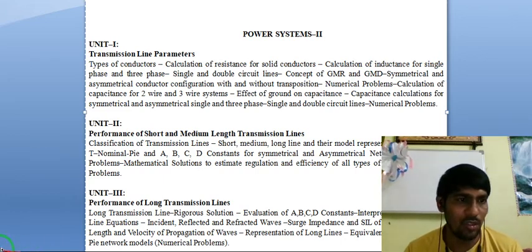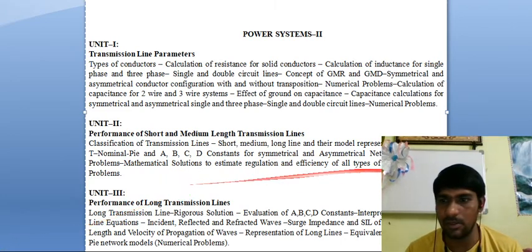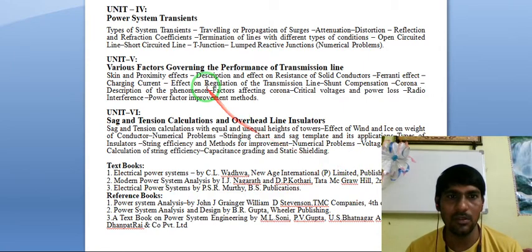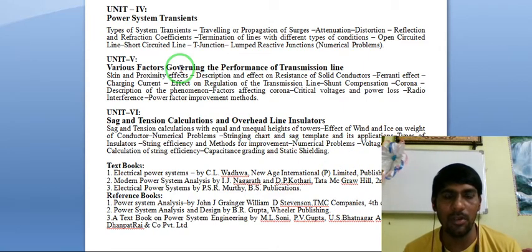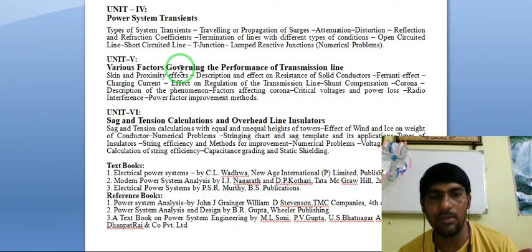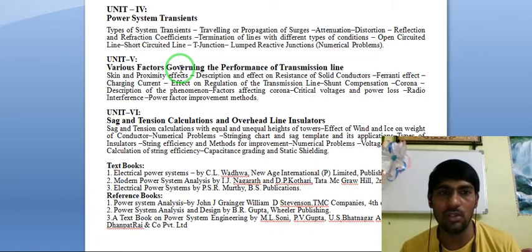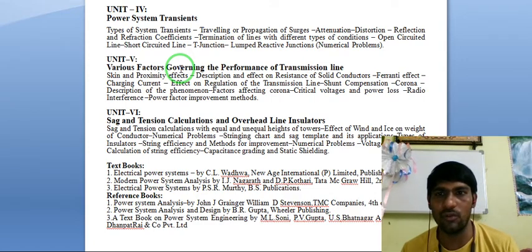Next, we are entering unit number 4, power system transients. In this unit we can calculate the types of system transients, like traveling or propagation of surges, attenuation and distortion, and also reflection coefficients and refraction coefficients we need to calculate.